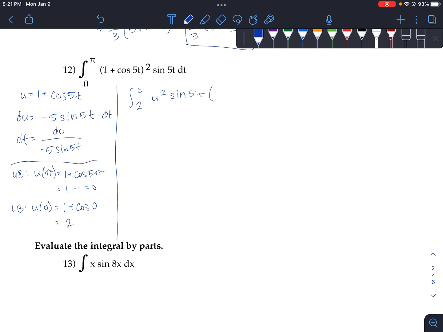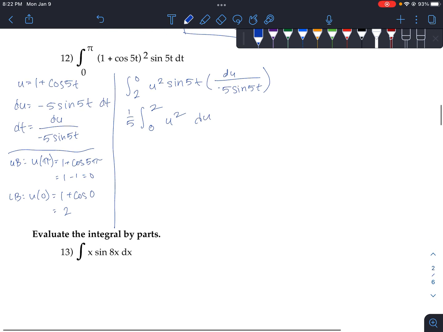And then dt was du divided by negative 5 sine of 5t. You can see that the sine of 5t cancels. I'm going to pull out the negative 1/5. So negative 1 over 5 integral from 2 to 0. Now, if I replace that with 0 to 2, that's going to make this positive. So we'll get rid of that. And then I'll have u squared du.